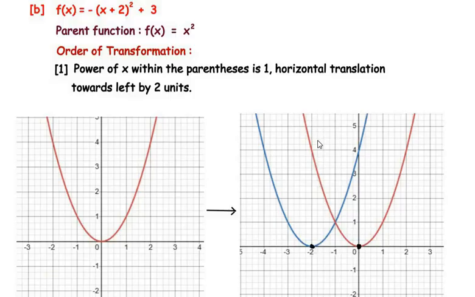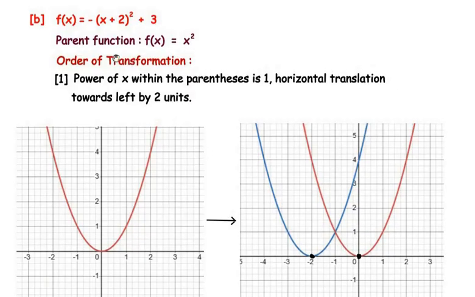So similarly, all the points on the parent function will be shifted towards the left by 2 units. Now once we have got this, step number 2 in the sequence was stretching. We can see that there is no scale factor for the given function. So moving on to step number 3, we have reflection. That is, (x + 2) the whole square is getting reflected in the x-axis.